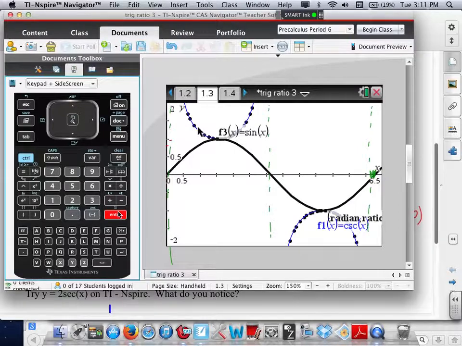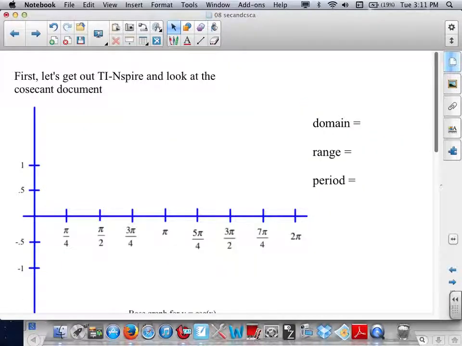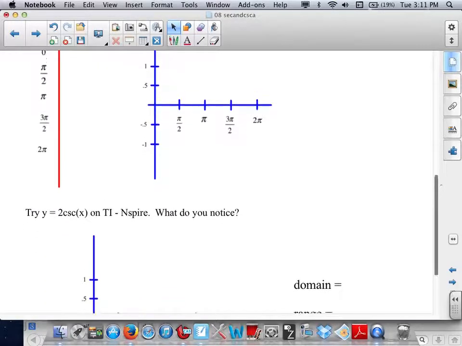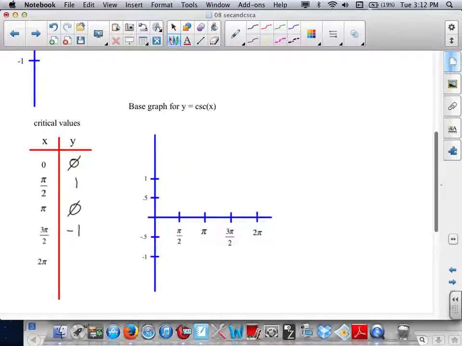Okay. So let's go ahead and draw our base graph of cosecant. Find that page. All right, our graph of cosecant. Here's our critical values this time. Same as sine and cosine, isn't it? So we go from 0 to 2 pi. Here's what we have. We're going to have undefined at 0, 1 at pi over 2, undefined at pi, -1 for 3 pi over 2, and undefined at 2 pi. We'll go ahead and put our asymptotes in there.